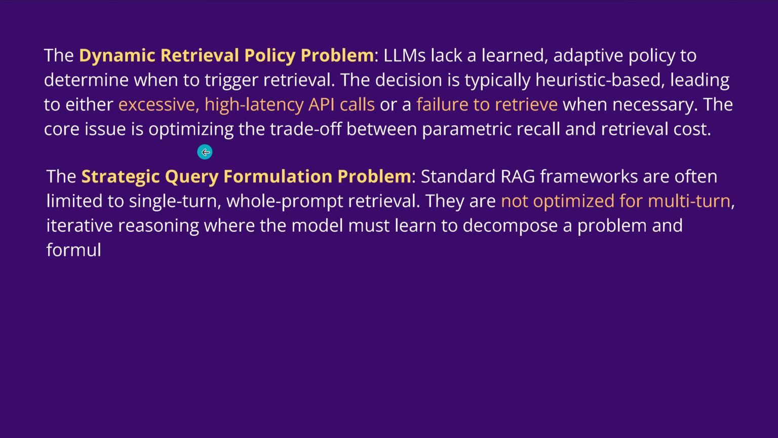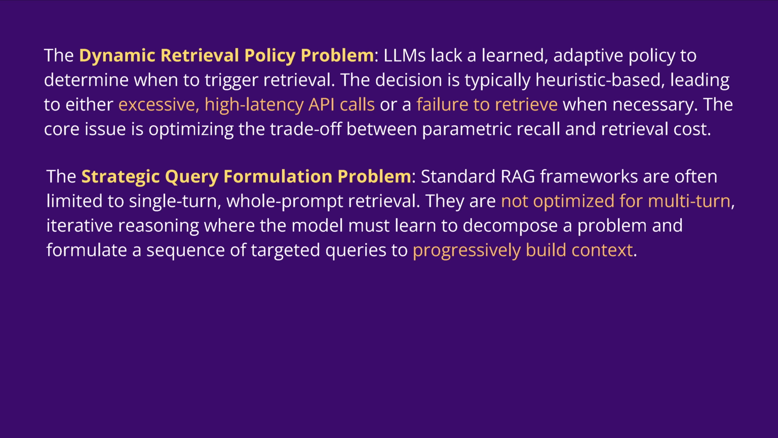The second is a strategic query formulation problem. Normally, everything is flat, everything is single turn. Now, our LLMs, the core of the agents, are not optimized for multi-turn conversation, for iterative reasoning on different levels of complexity, where the LLM must learn to decompose a problem. This is the first step. Then formulate a sequence of targeted queries for the specific level of complexity the LLM encounters in the human query, and then, with the results of the queries, progressively rebuild context and come back to a higher level of complexity.